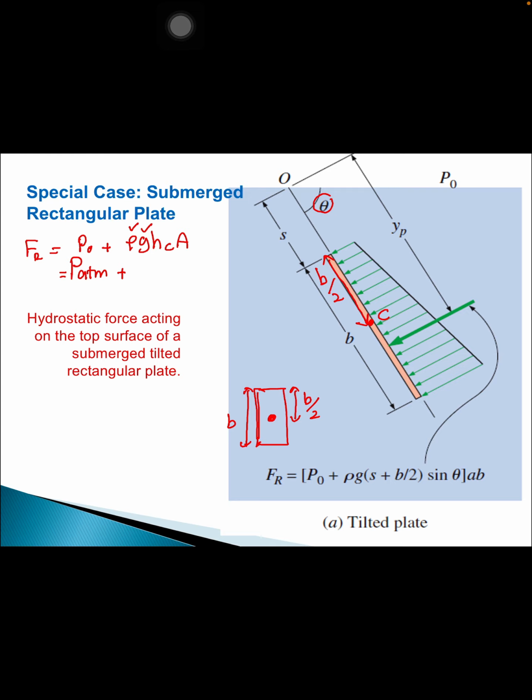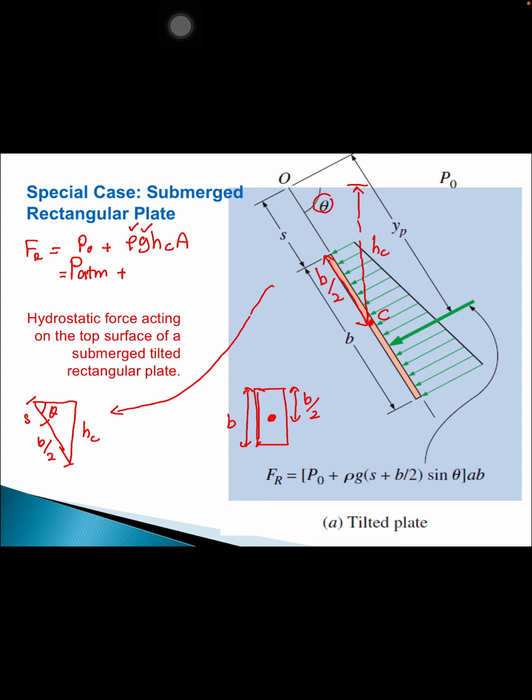And then HC equals the distance from the center of the object to the surface of the liquid. Here is your HC. Now we have to calculate the HC by an equation, so we draw it. This is your theta, this is your HC, this is your S, and this is your B over 2. So you just redraw this figure.